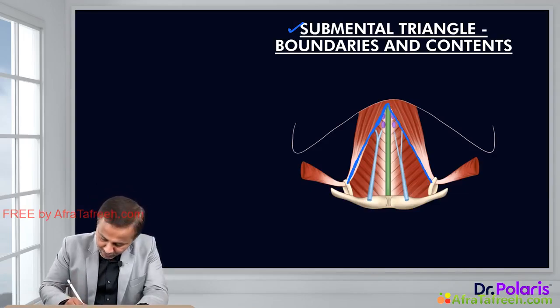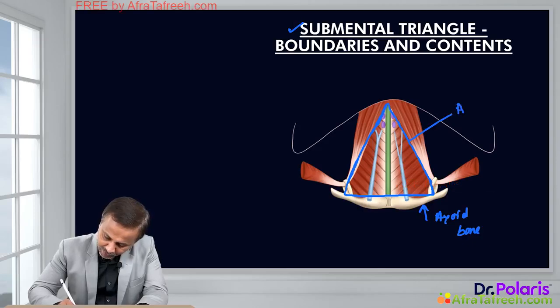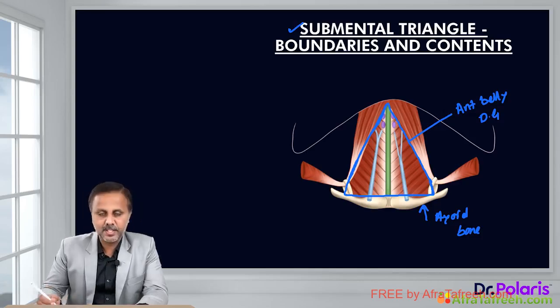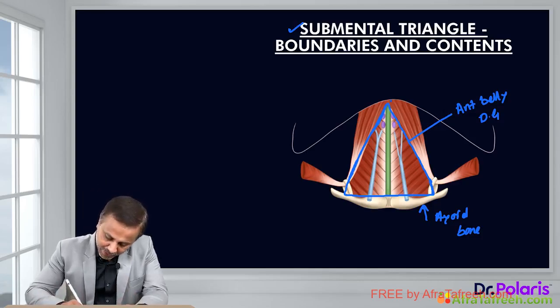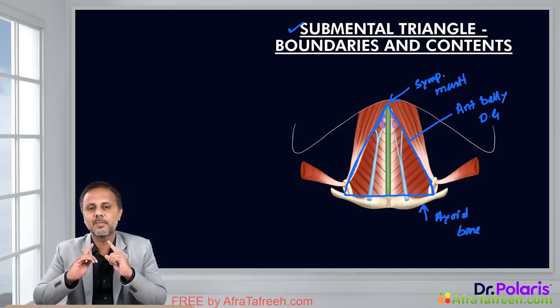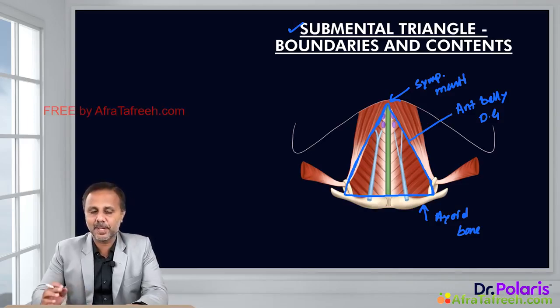The base, as we can see, is formed by what? The hyoid bone. On either side, what do we have? This is the anterior belly of the digastric muscle. On either side, the base is the hyoid bone. The apex is at the symphysis menti, just below the symphysis menti, where both the anterior boundaries meet. This is regarding the two lateral boundaries and the base and also the apex.